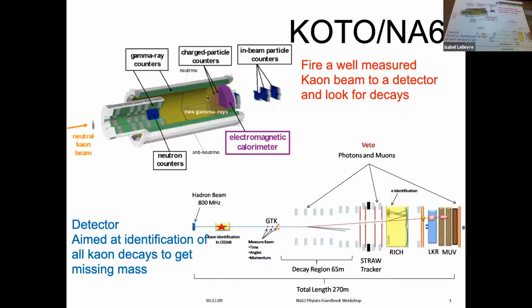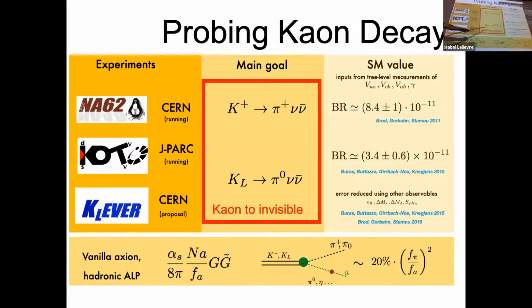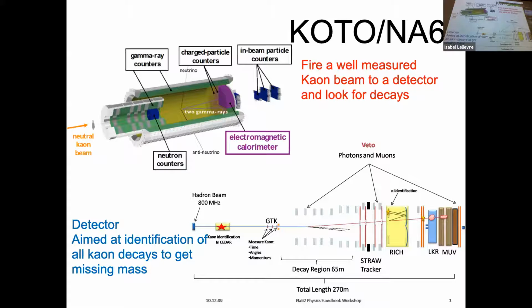So this is the KOTO experiment. The idea here is to look for a kaon that decays to a pion and nothing, a pi naught. The pi naught decays to two photons. So you have your kaon beam that goes into this detector. You measure the momentum earlier, well, you know it from the beam conditions. And so you know the momentum of the kaon as it comes in.